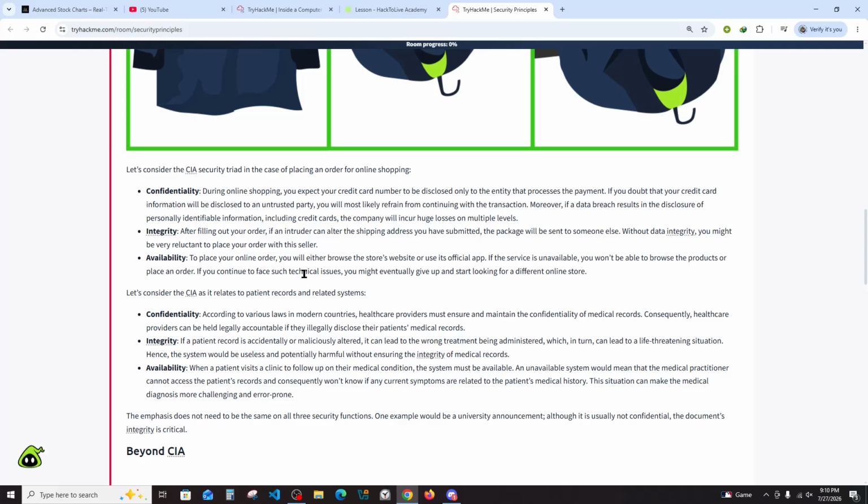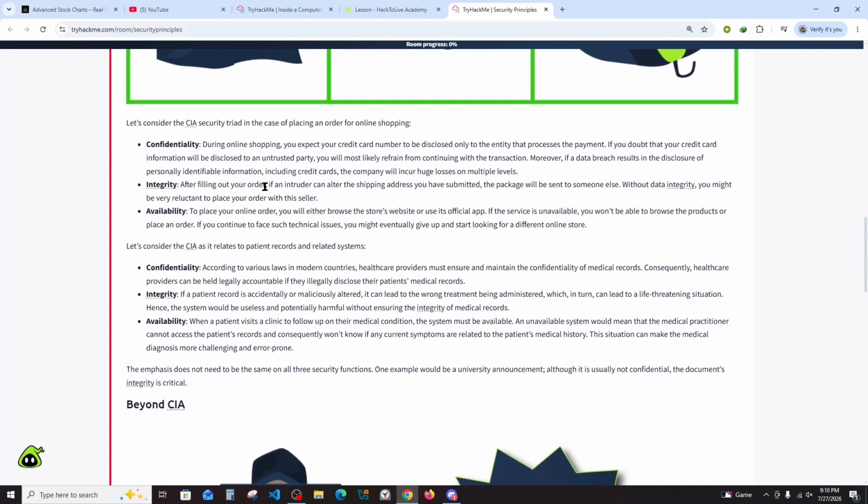Integrity. After filling out your order, if an intruder can alter the shipping address you have submitted, the package will be sent to someone else. Without data integrity assurance that data and system behavior have not been tampered with, you might be very reluctant to place your order with this seller.